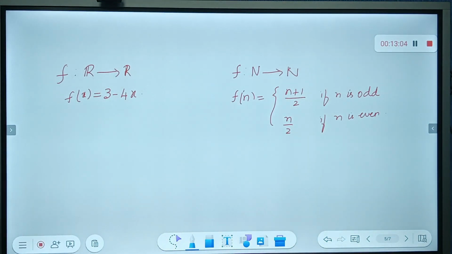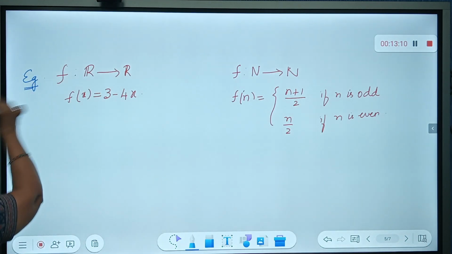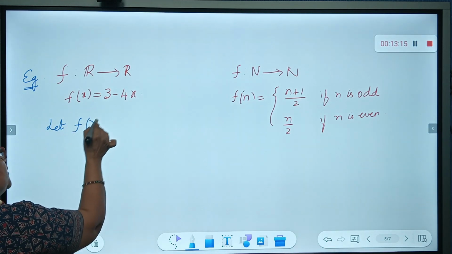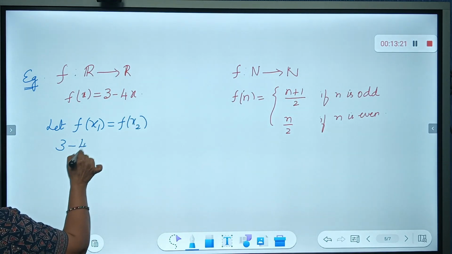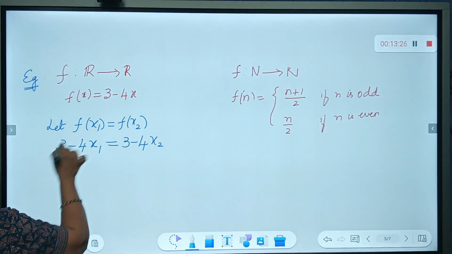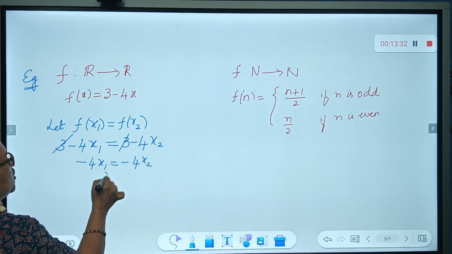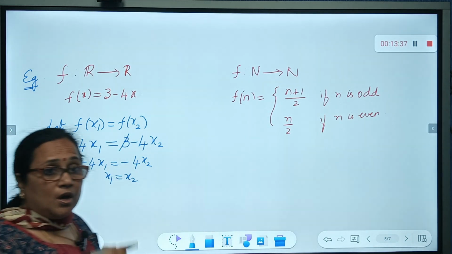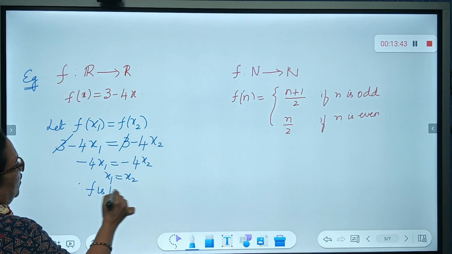Now let us look at the next example. f is from R to R. f of x equal to 3 minus 4x. Is it 1 to 1? So let f of x1 be equal to f of x2. Then 3 minus 4x1 is equal to 3 minus 4x2. Minus 4x1 equal to minus 4x2, from which you get x1 equal to x2. So I started with f of x1 equal to f of x2 and I am getting x1 equal to x2. Therefore, f is 1 to 1.